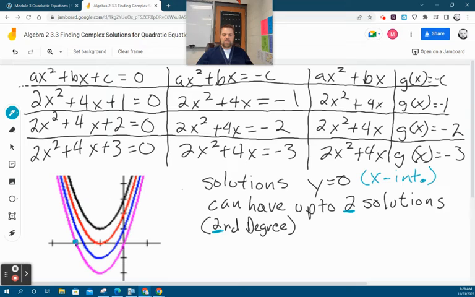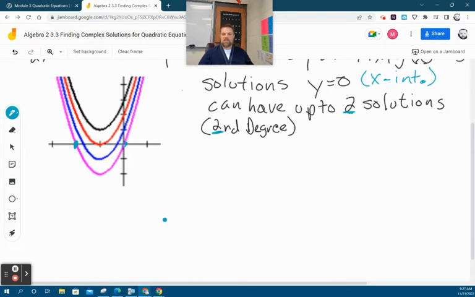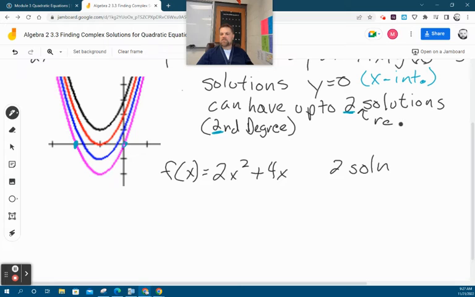So let's find those. The original one, so let's start labeling this. That original one, f of x is equal to 2x squared plus 4x, has 2 real solutions. Okay, so f of x equals 2x squared plus 4x has two solutions because it crosses the x-axis twice.